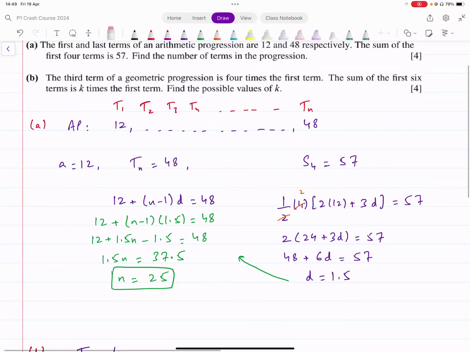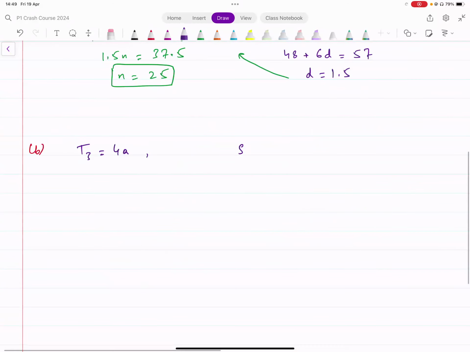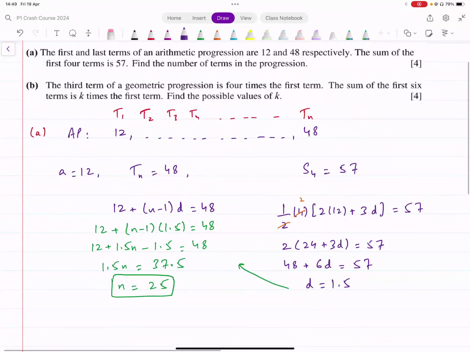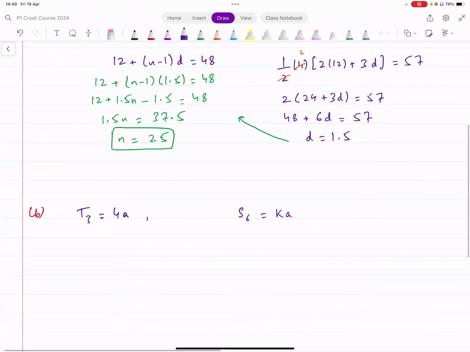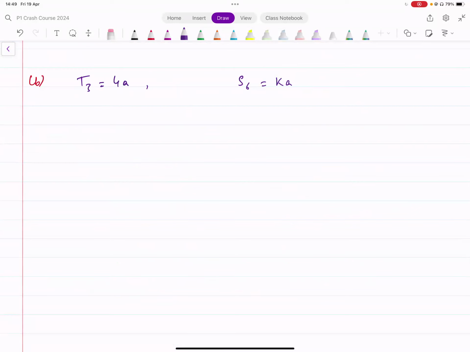Then it says the sum of the first 6 terms is k times the first term. Sum of the first 6 terms, that means S6. That's k times the first term. That means that's k times A. That's another equation that we get. Find the possible values of k. Again, just apply formulas and solve these equations simultaneously.